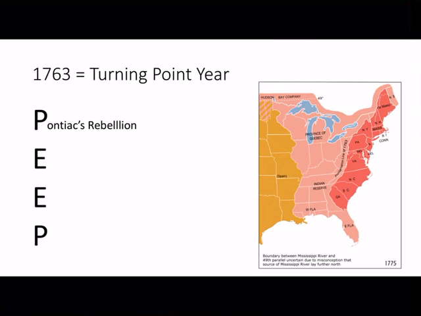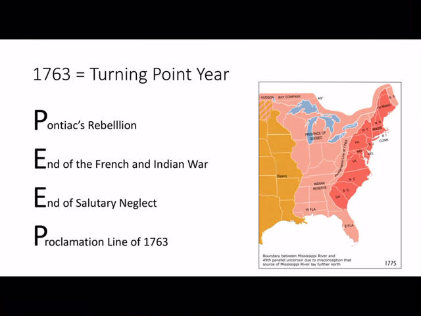The first P stands for Pontiac's Rebellion, which I'll talk about here shortly. The second letter, E, stands for the end of the French and Indian War. The third letter, E, stands for the end of salutary neglect, which is basically the British stop ignoring the colonies and take a more first-hand approach in governing and taxing the colonies. And the last letter, P, Proclamation Line of 1763, which we'll also cover here.